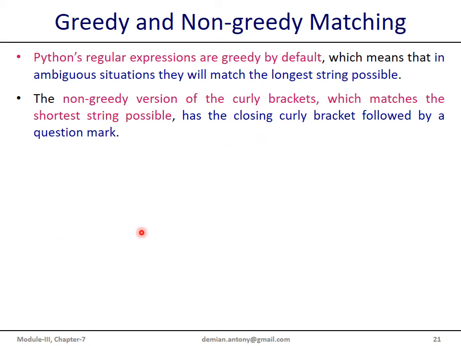Python's regular expressions are greedy by default, which means that in ambiguous situations they will match the longest string possible. The non-greedy version, in the case of curly brackets, which matches the shortest string possible, has the closing curly bracket followed by a question mark. Otherwise, if we don't specify the question mark after the closing curly bracket, it uses the greedy mechanism, which matches the longest string possible. Here is an example.